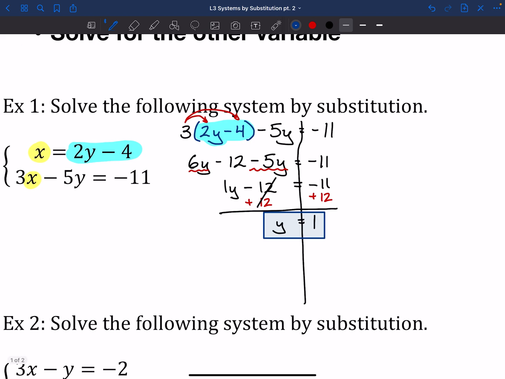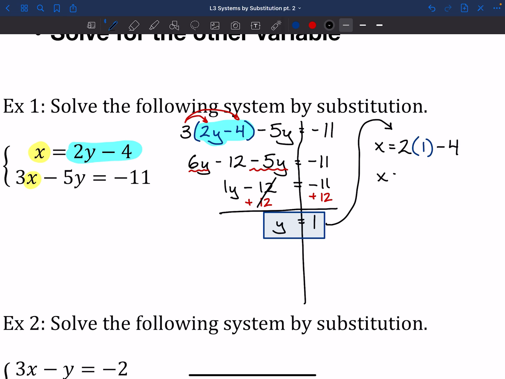So the next part of what we need to do is we still need to figure out what the other variable is, right? So I know that y is equal to 1. I've got to figure out what x is. And again, there's usually an easier equation of the two to plug it back into, right? In this case, it looks like it's that top one there, right? I don't have to worry about moving too much stuff around. The x is already going to be equal to whatever's on the other side. So I'm going to have that x is equal to 2 times that y we just found minus 4.